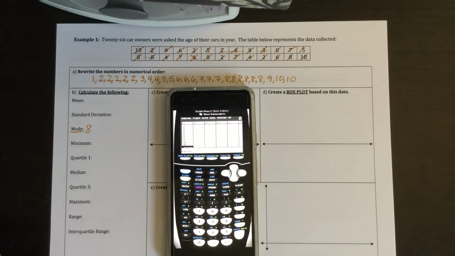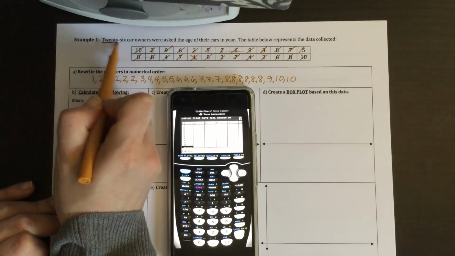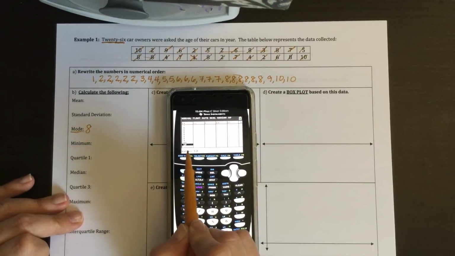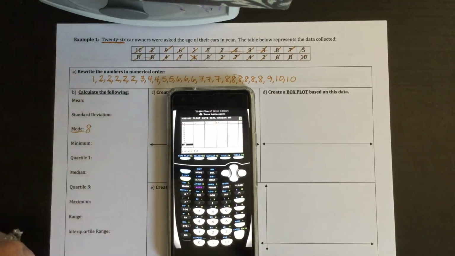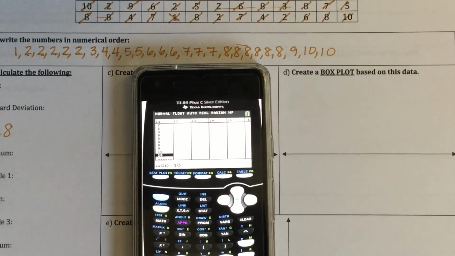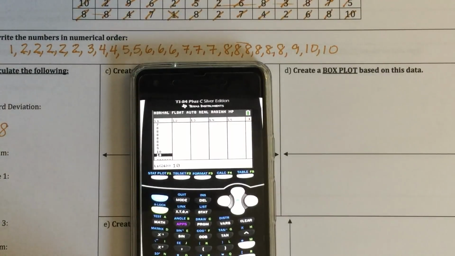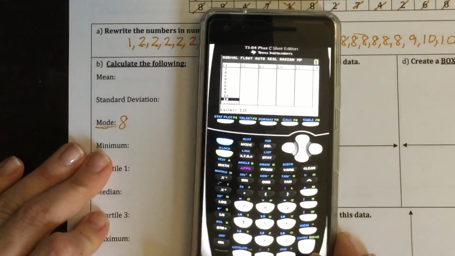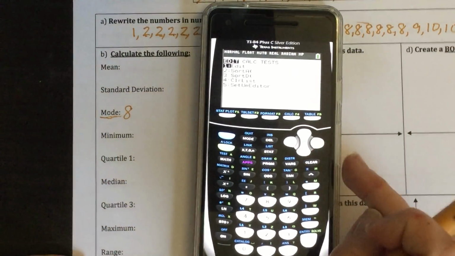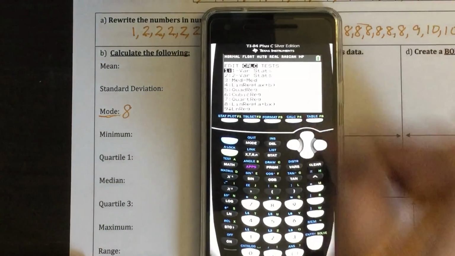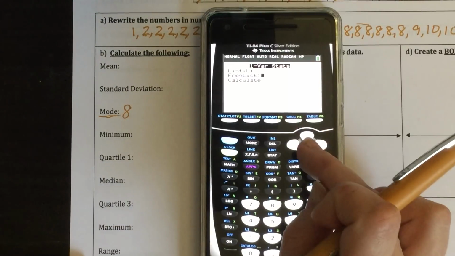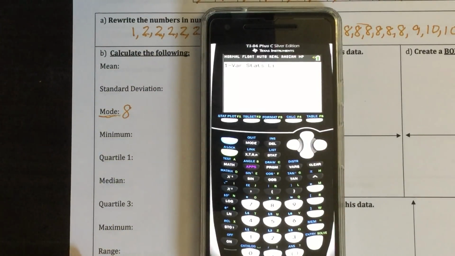Now that's a lot of numbers, okay, but we know that we've got 26 cars. So what's good is if you go up 1 to your last number, take a look right here. It says L1, and then in parentheses it says 26. Okay, that means that we've got 26 entries, or 26 numbers. Next, we're going to press Stat, go over to Calc, and we want one variable statistics. Okay, we don't have a frequency list, so we're going to go straight to Calculate.